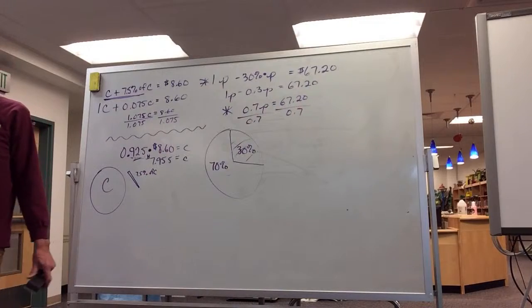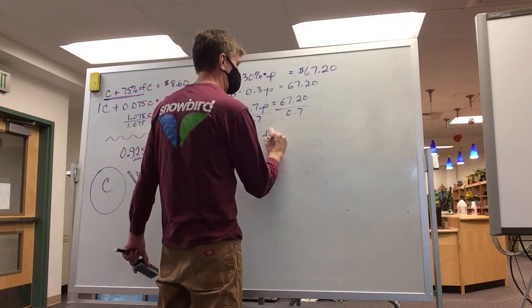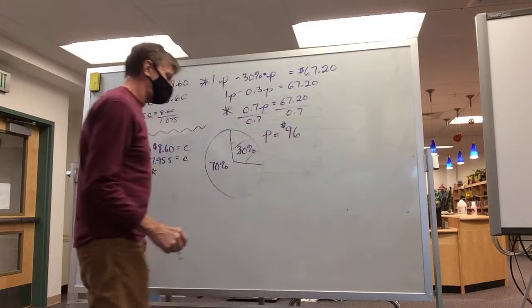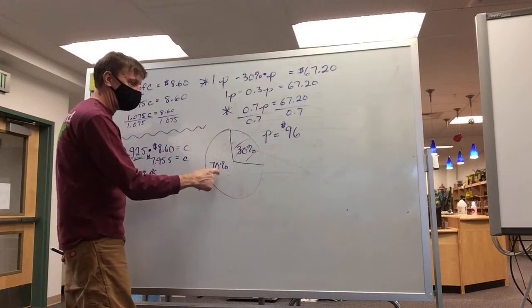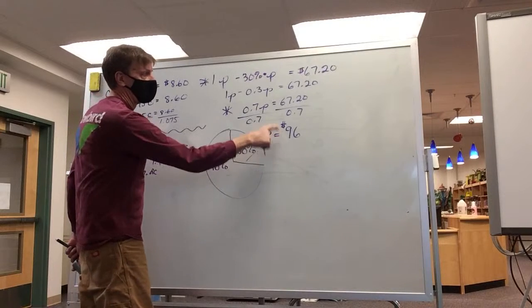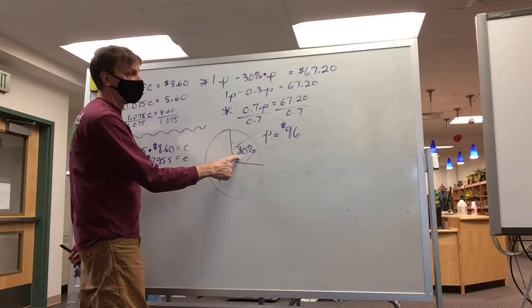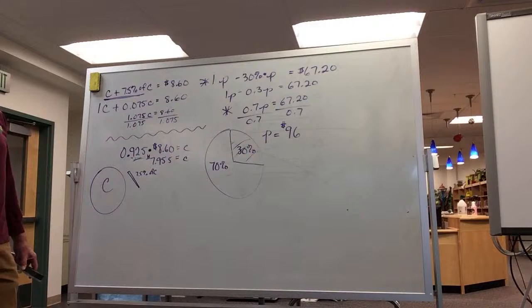So what do you get? What kind of answer did you have? How much? 96 even? Yeah. Okay, so then if you took $96, 70% of that is $67.20. Or if you subtracted 30%, you'd be subtracting $18.80. Is that right? Or is it $28.80? $28.80.